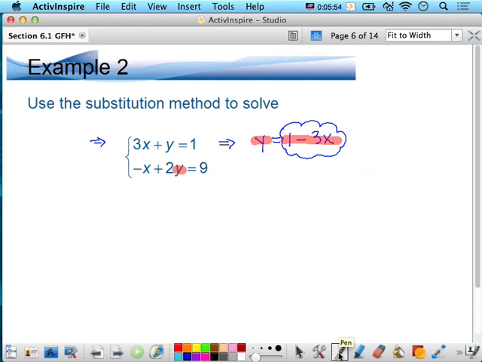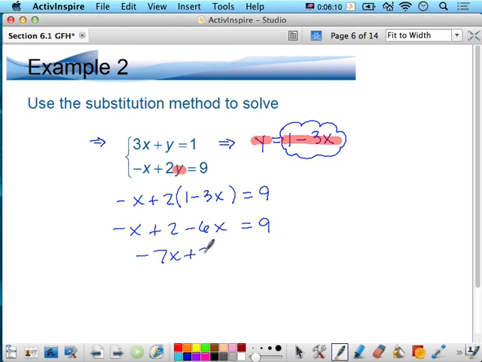So let's make that substitution. Negative x plus 2 times (1 minus 3x) equals 9. If we distribute there, we have negative x plus 2 minus 6x equals 9, which is negative 7x plus 2 equals 9. So we know that negative 7x has to equal positive 7, and therefore x has to equal negative 1. So there's one of our coordinates.